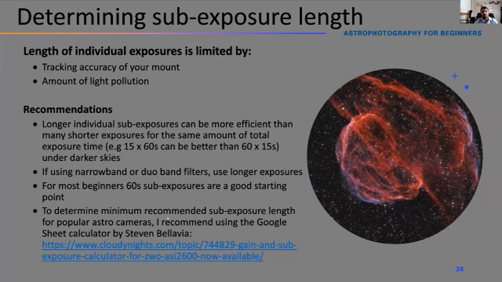And to determine the minimum recommended sub-exposure length for popular astro cameras, I recommend using the Google Sheet calculator developed by Stephen Bellavia. And this is a link to Cloudy Nights where he posts those calculators. If you click on it, it gives you a list of all the popular cameras: ASI 2600, ASI 294, ASI 1600. Of course, that also applies to all the QHY cameras in the same range as well. So QHY 1600, QHY 294, they all use the same sensor.